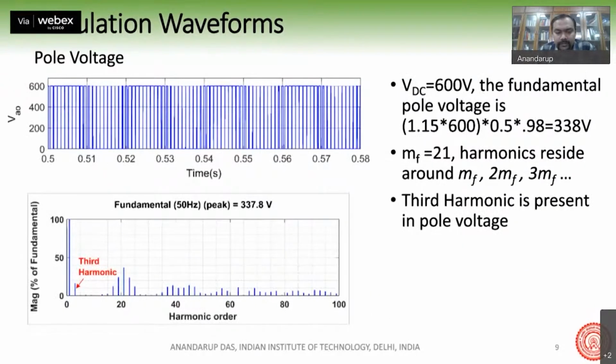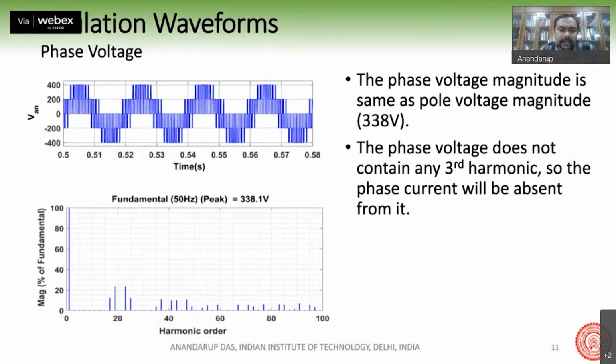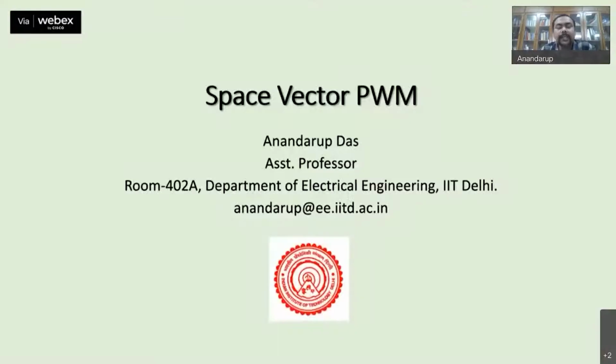So this is what, when we do the harmonic analysis, then we see that the third harmonic is present in the pole voltage, but it will be absent in the line voltage, and it will also be absent in the load phase voltages. Okay, so this is the advantage of the third harmonic. Then we go into what is called space vector PWM.